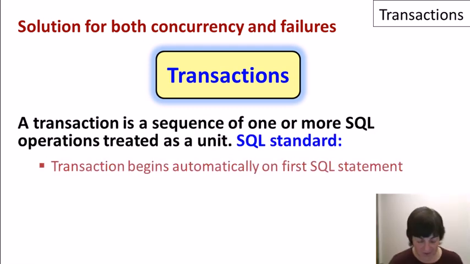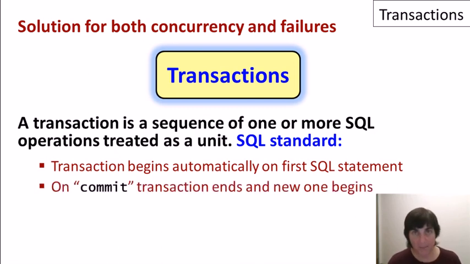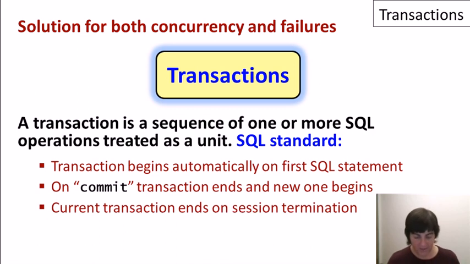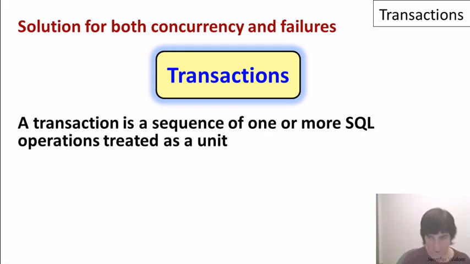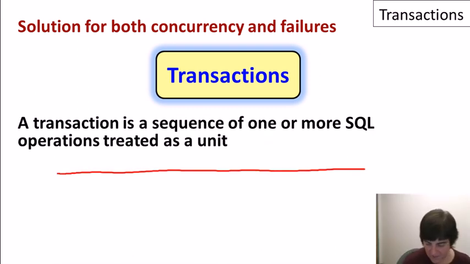In terms of the SQL standard, a transaction begins automatically when a SQL statement is issued by a client to the database. When the commit command is issued, that's a special keyword, the current transaction ends and a new one begins. The current transaction also ends when a session with the database terminates. And finally, there's a mode called auto commit, and in this mode, each SQL statement is executed as a transaction on its own.